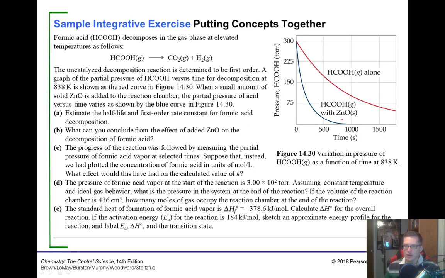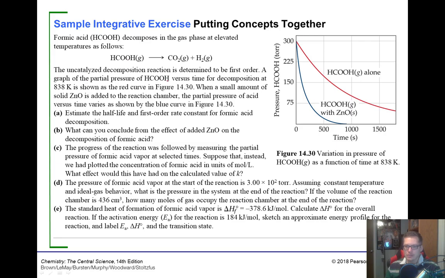Okay. All right, so here we're going to do this little practice problem. We're going to take everything we've learned, or most of the things we've learned, and see if we can come up with some of these answers. All right, it says formic acid decomposes in the gas phase at elevated temperatures as follows. So here's our formic acid. It becomes carbon dioxide and hydrogen. And this guy is balanced. Awesome. All right, the uncatalyzed decomposition of the reaction is determined to be first order. All right, so that's the red line here.